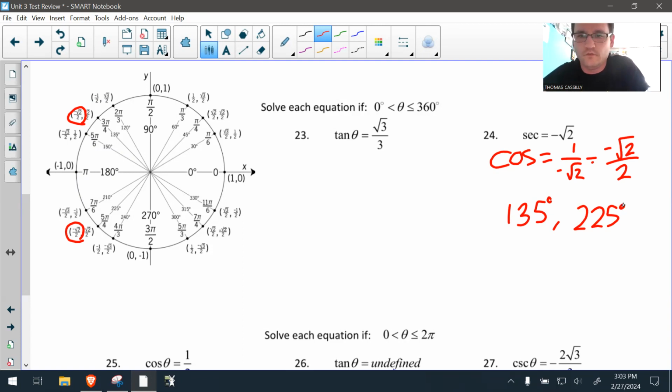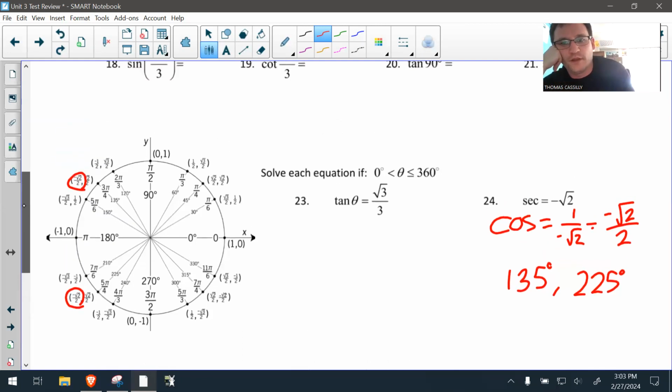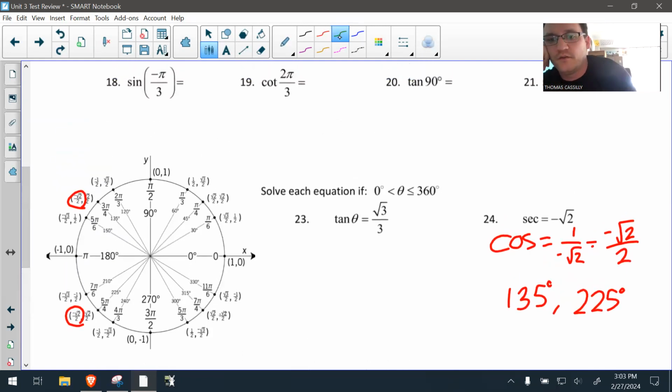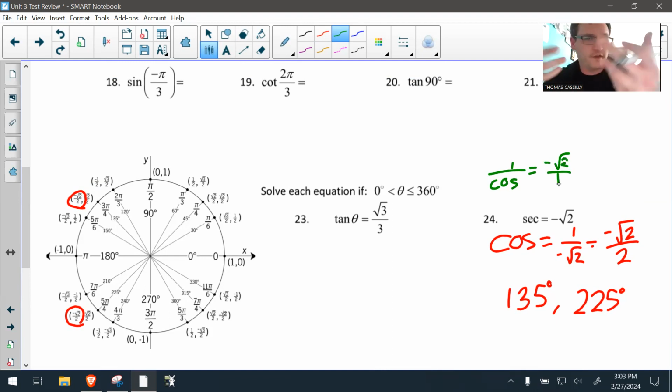225. Those are the two values here for that one. Here, let's do a little bit more legwork on that one just so I can convince you. It's 1 over cosine equals negative square root of 2 over 1, right? If you just want to think about it, flip both fractions upside down. That's where we're at, right? Then I rationalize the denominator.